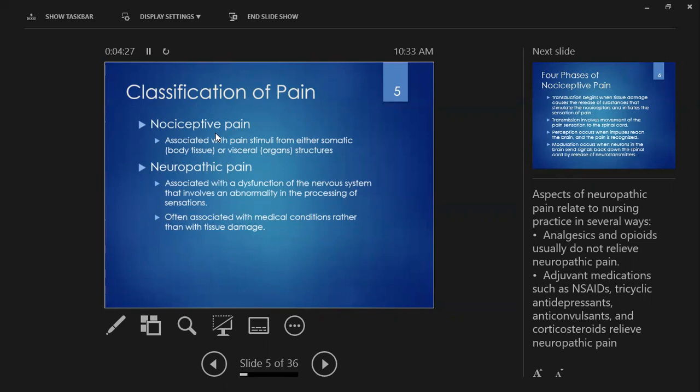Additionally, somebody who has bony metastases of their cancer, or osteoarthritis or rheumatoid arthritis, or chronic low back pain, or PVD, may have somatic nociceptive pain.